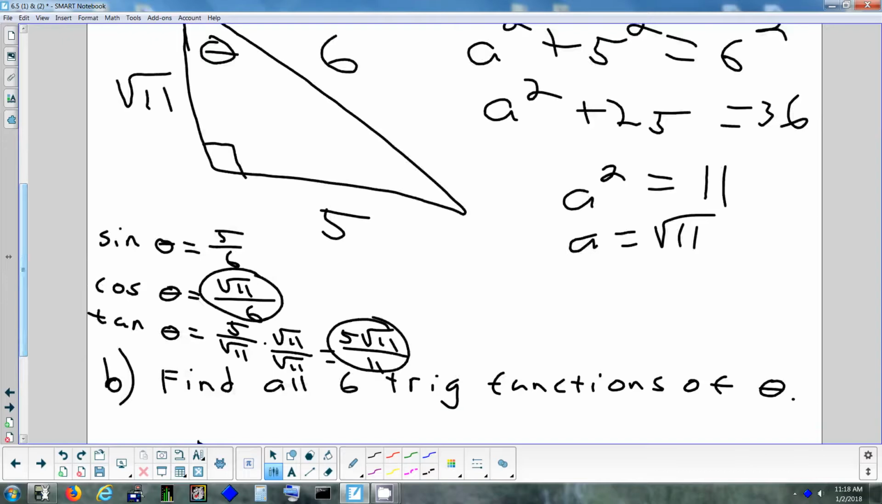There's your tangent, your cosine, and your sine. Now, to get the other three, what am I going to do with all of those? Just flip them. So the cosecant is 6/5. The secant is going to be 6 over square root of 11, so it's kind of like the tangent. We're going to have to fix it. 6 square roots of 11 over 11.